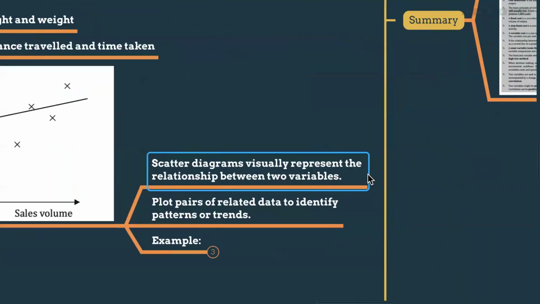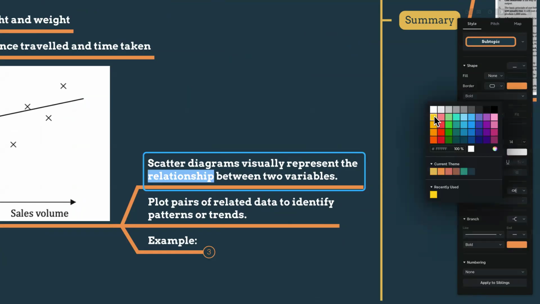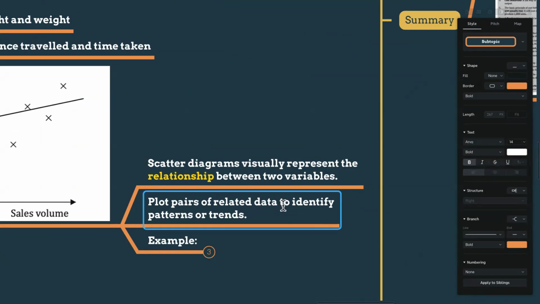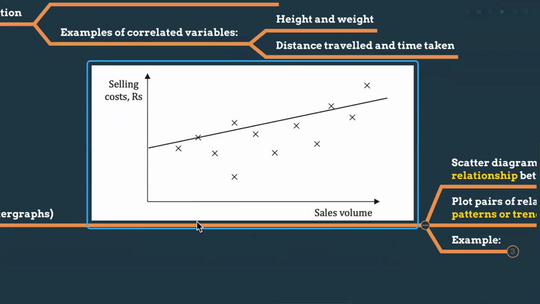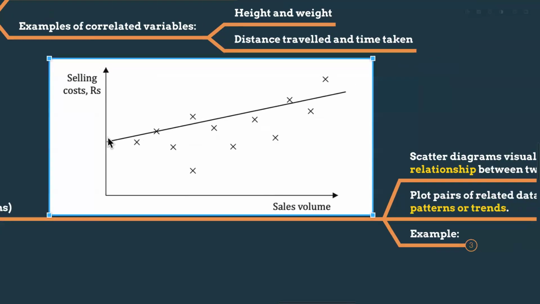So the scatter diagrams visually represent the relationship between two variables. All right, that is the scatter diagrams. So we can plot pairs of related data to identify patterns or trends, right? There will be two items, for example, for 100 units, what's the selling cost? 200 units, what's the selling cost? 300 units, what's the selling cost? 150 units, what is the selling cost? So if you plot the pairs of related data, you can see a trend line.